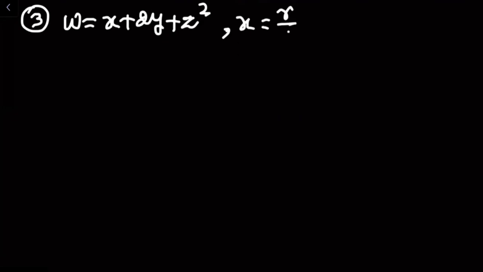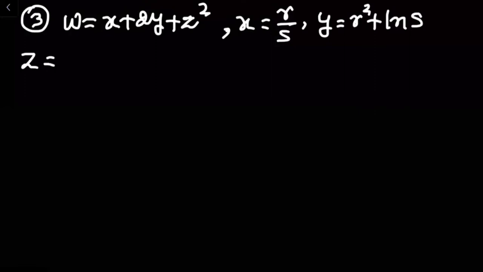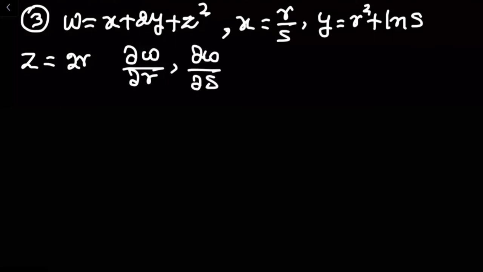For the three-variable function, they are given the function w as x plus 2y plus z squared. And given x equals r by s, y equals r squared plus ln s, and they are given z equals 2r. Asking to find dou w by dou r and dou w by dou s. Let us try to make the tree diagram for this.